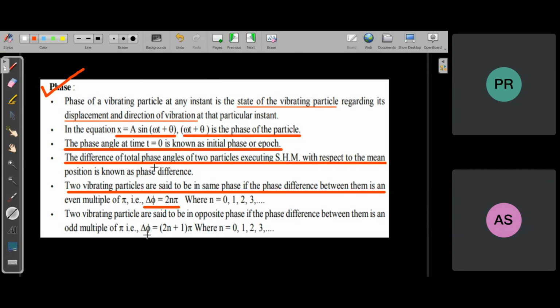Two vibrating particles are said to be in opposite phase if the phase difference is an odd multiple of pi. So if the phase difference is pi or 3 pi or 5 pi, we say that the two vibrating particles are in opposite phase. Opposite phase means they have the same displacement but in the opposite direction from the mean position.